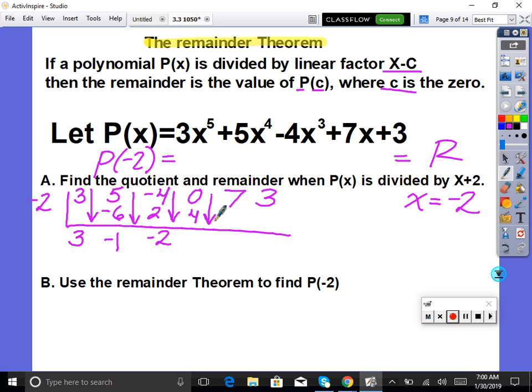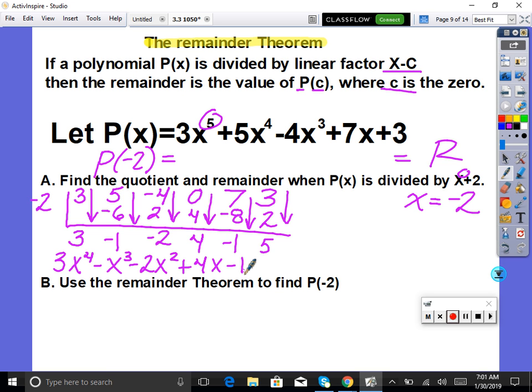Have I made any errors anywhere? Add straight down, multiply up, add straight down, multiply up. Looks like that's going to be 2. Add straight down, we get 5. So our answer, we went from degree 5 divided by degree 1, therefore it's degree 4. So this is 3x to the 4th minus x cubed minus 2x squared plus 4x minus 1, and the remainder was 5. So plus 5 when we divided by x plus 2.